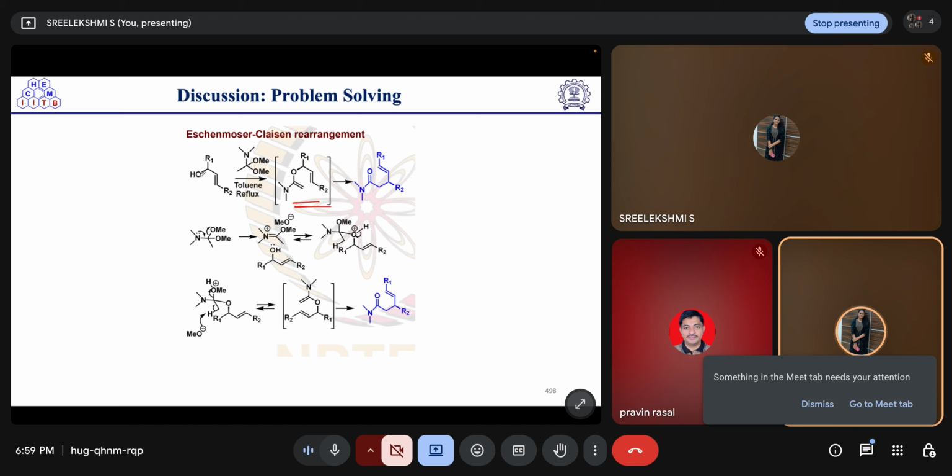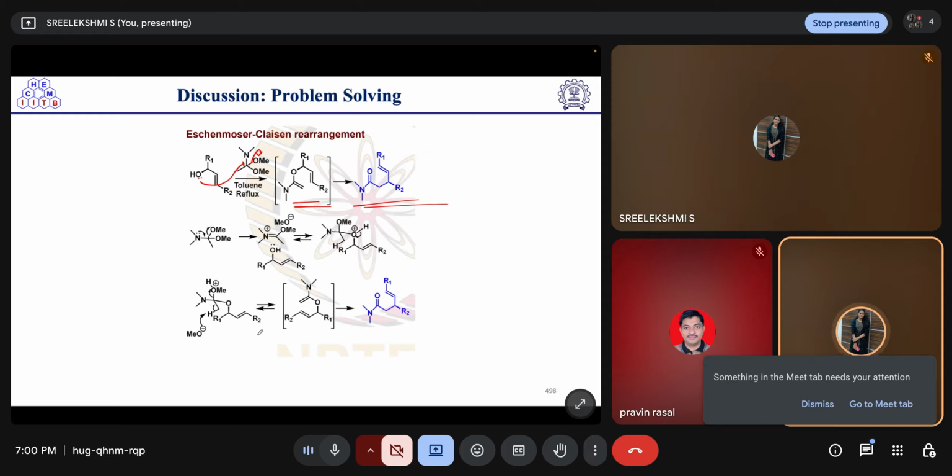So here what is happening, this oxygen lone pair is attacking this carbon, one of this OMe will leave, and then again elimination of this methanol will give this type of compound. And then again the same [3,3] sigmatropic rearrangement is possible on this Eschenmoser salt kind of compound, and we will get this product. So that is known as the Eschenmoser Claisen rearrangement.